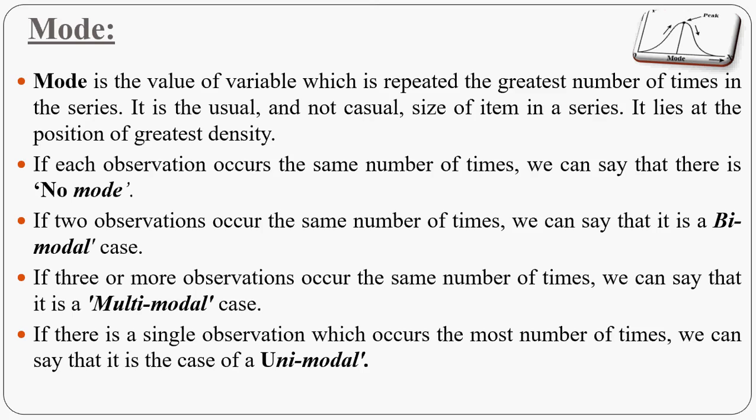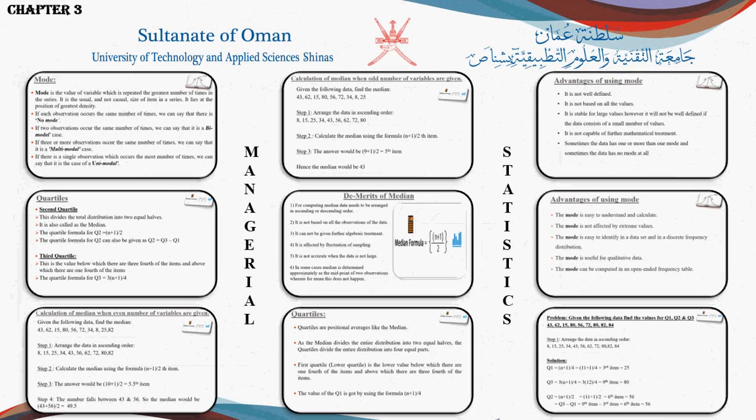Mode is the highest number of repeated items, right? If there are no repeated items, we say no mode. If there are two observations, we call it bimodal. If there is only a single observation, we call it unimodal. Three or more, we call it multimodal. So these are the points to be kept in mind for calculating mode. I hope these points are clear.